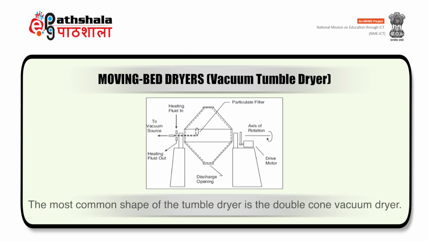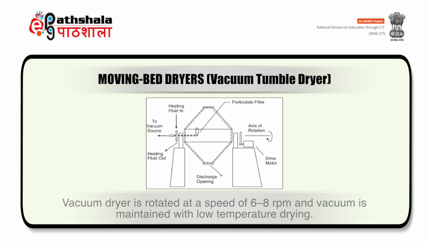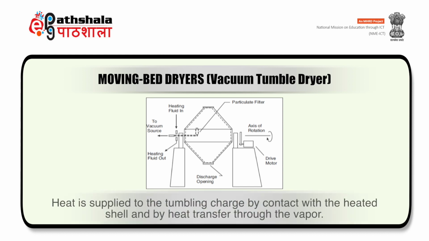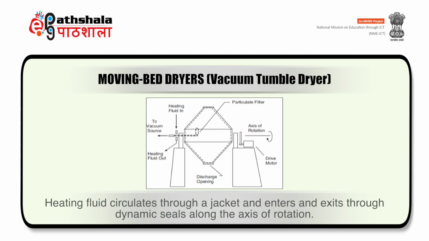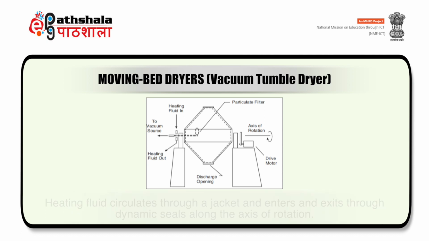The most common shape of the tumble dryer is the double cone vacuum dryer. The dryer is rotated at a speed of 6 to 8 rpm and the vacuum is maintained with low temperature drying. Heat is supplied to the tumbling charge by contact with the heated shell and by heat transfer through the vapor. Heating fluid circulates through a jacket and enters and exits through dynamic seals along the axis of rotation.